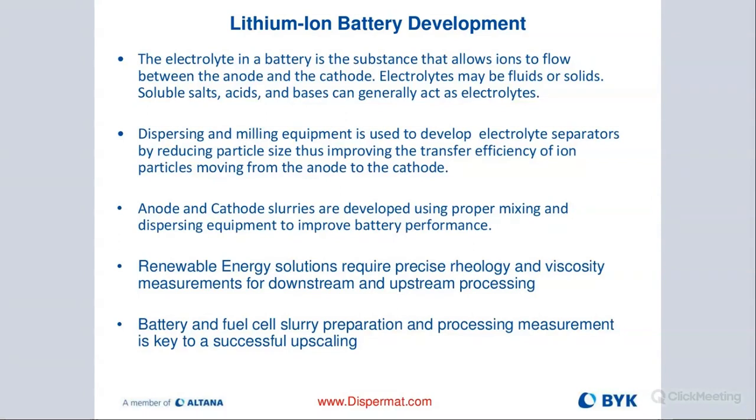So, battery development. We have these electrolytes inside of our battery that allow the ions to flow between the anode and the cathode. They can either be fluids or solids. And then different acid salts generally act as these electrolytes in these slurries. We need very good dispersing and milling equipment to develop these electrolytes by reducing our particle size and producing very good homogeneous slurries, which will then improve the transfer efficiency of ion particles moving from the anode to the cathode. So we'll be covering some of the different types of mixing and dispersing equipment that will help us get better performance of our batteries.